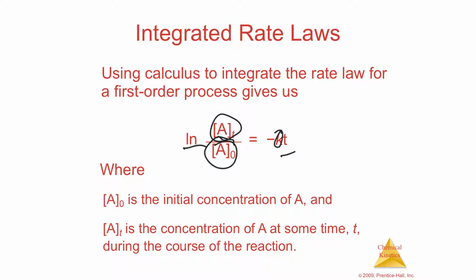So don't worry about deriving it, just use it. The natural log of the concentration of whatever you're talking about at any time, divided by its initial concentration, equals negative the rate constant times time.